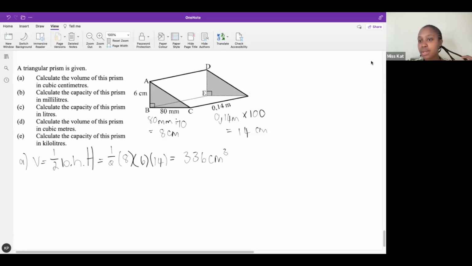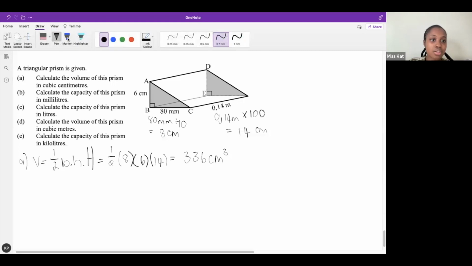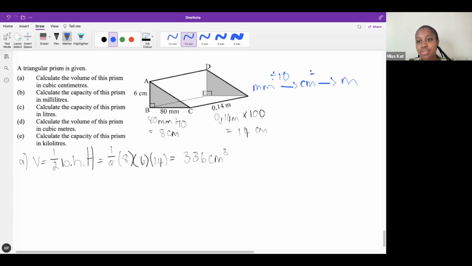Welcome, ma'am. Okay, guys, someone in the chat asked me, where did I get the divide by 10 and the times by 100? Remember, these are conversions, okay? You need to go check your conversions. How do we get from millimeters to centimeters to meters to kilometers? From millimeters to centimeters, you divide by 10. Here, you divide by 100. If you're going the other way around, you times by 100 and you times by 10.